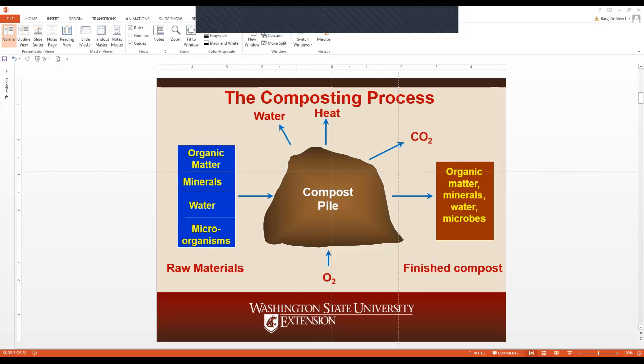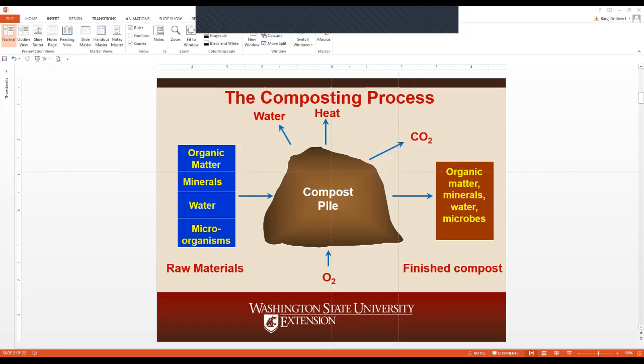So here's the basics of what goes on during the composting process. We start with organic matter. We start with minerals. We start with water. We start with microorganisms. And you add those all together. You mix them up. You put them into a pile. This pile will start using oxygen. It'll get hot and give off heat, give off water as water vapor, and during the composting process, you give off CO2. And so everything's coming along nicely.